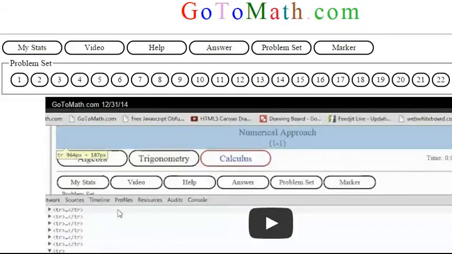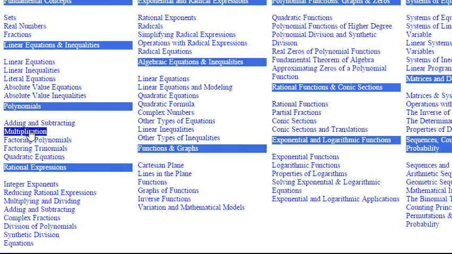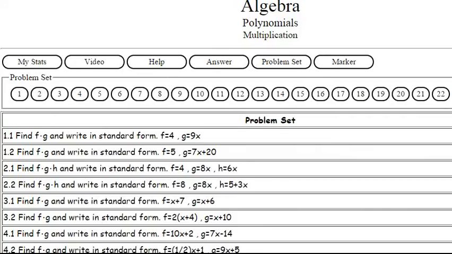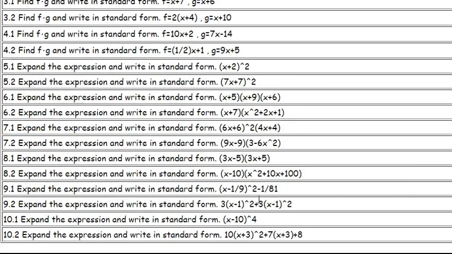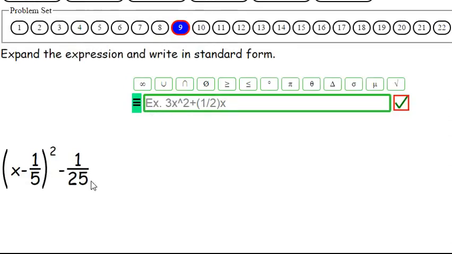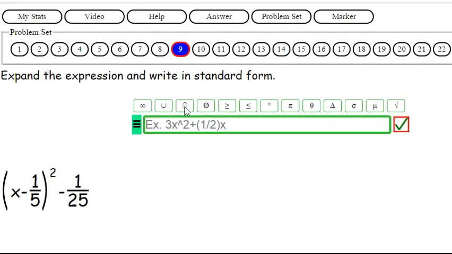My leg was going to sleep on me there. We're at gotomath.com. Click on the algebra. Let's go down to multiplication. Looks like 9.1. Expand the expression, write in standard form. Okay, well, I'll need to write this one down for sure.